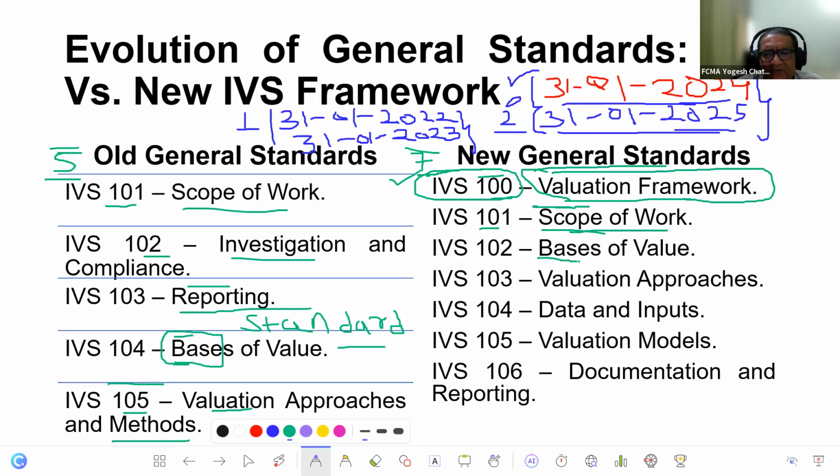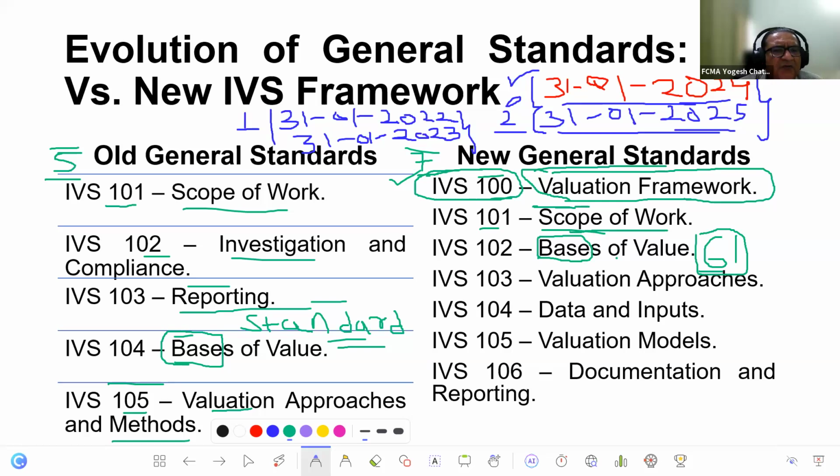Then a basis of value, already we discussed. Base means foundation. So that is also known as a standard of value. And there are IVS defined bases of value. In all, there are six bases of value. And apart from that, there are other bases of value which are recognized under the international valuation standard. So basis of value, very important.